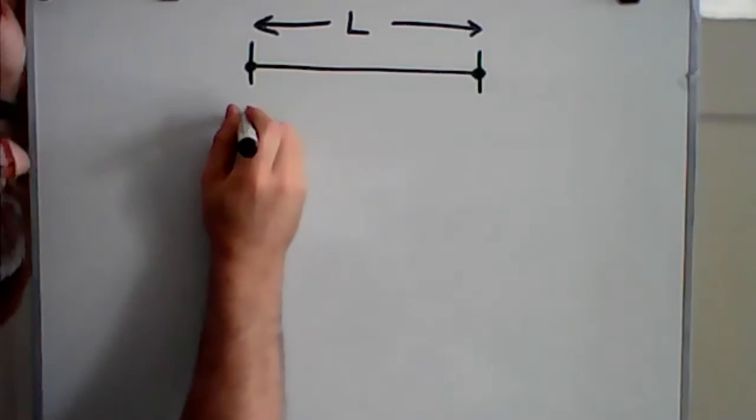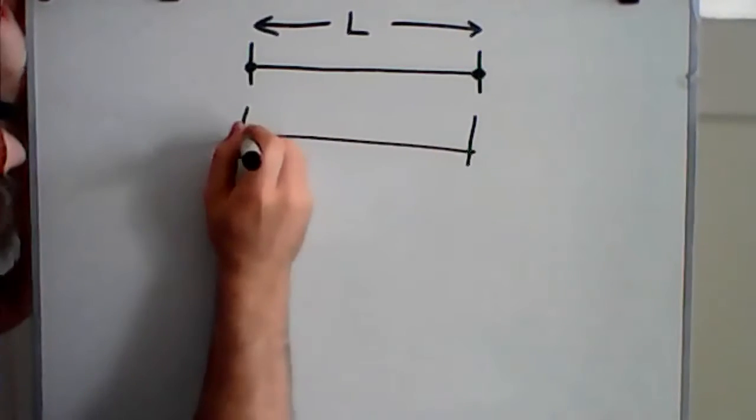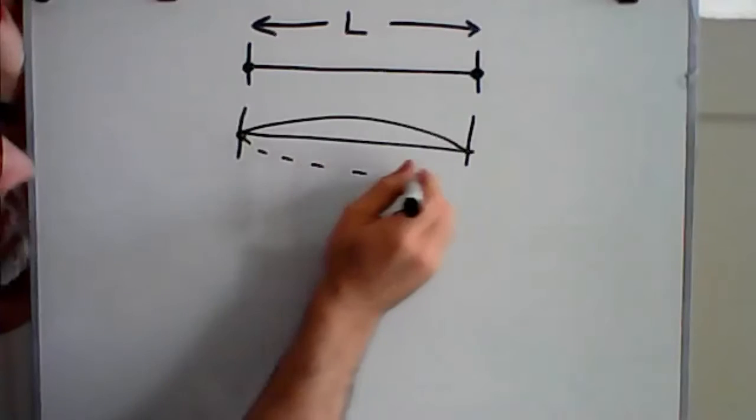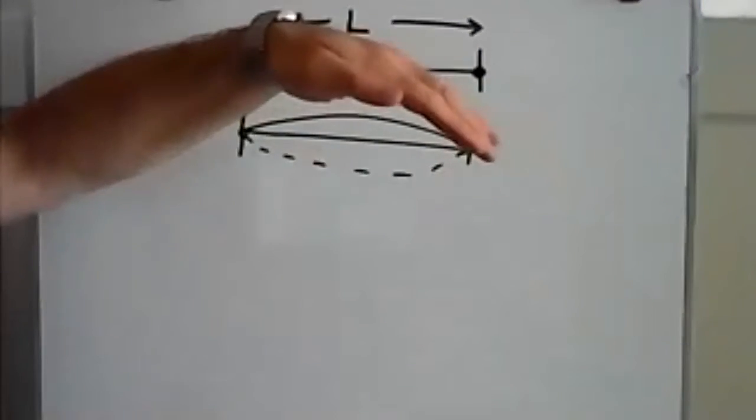So we could have a string like this, and here's the undisturbed situation, and we could have that string oscillate back and forth between these positions, kind of like this.